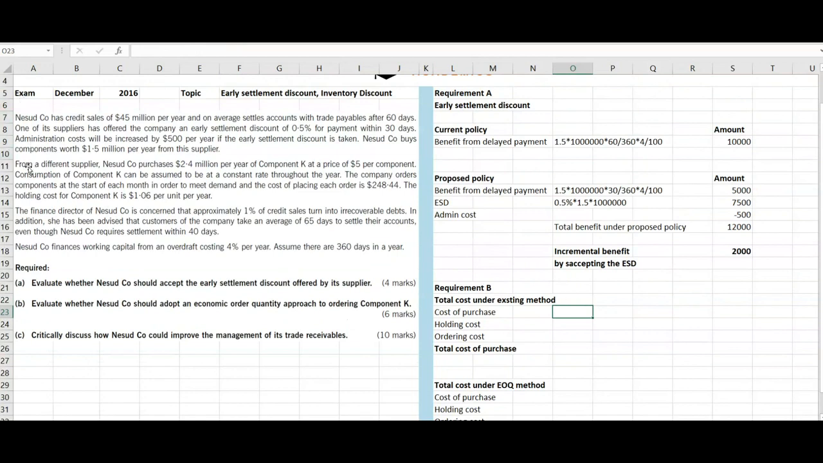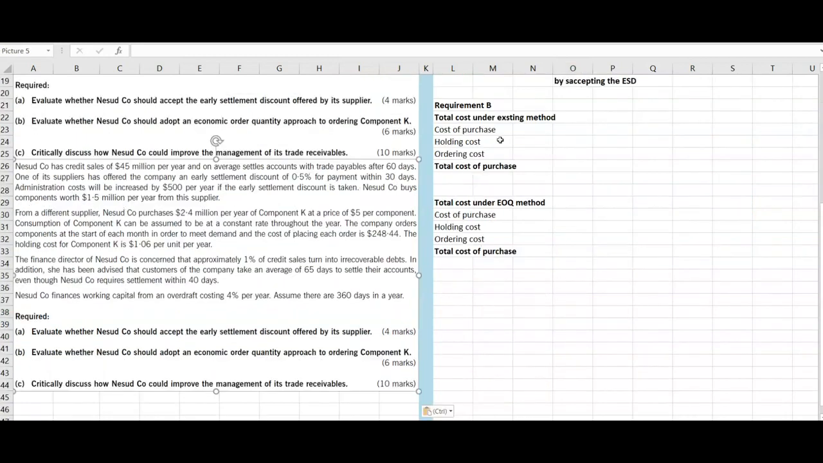We'll read the question once. From a different supplier, N Co purchases 2.4 million per year of component at a price of 5 per component, and consumption of component K can be assumed to be at a constant rate throughout the year. The company orders components at the start of each month in order to meet demand, and the cost of placing each order is 248.44. The holding cost for component K is 1.06. So we'll start from here. We have the question here.